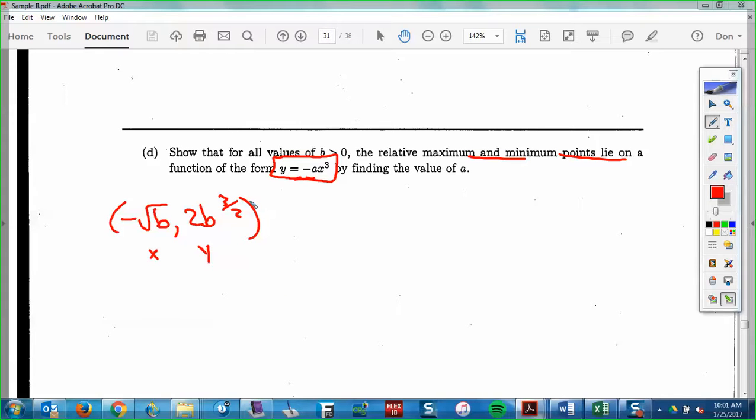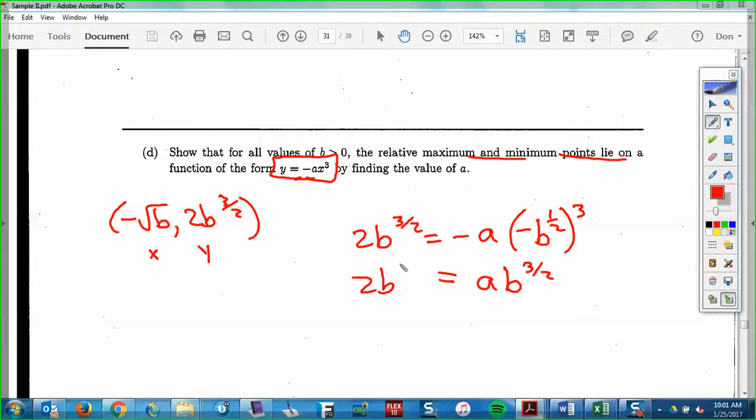All right, so anyway, we get 2b to the 3/2 here equals negative a times x cubed. That'd be negative b to the 1/2 cubed, which we already said would be a negative, and that'd be b to the 3/2, so this would turn to positive a b to the 3/2. 2b to the 3/2, those would cancel, we get a equals, I feel like I'm missing a 2, we get a equals 2. Yeah, no, I think that's right.